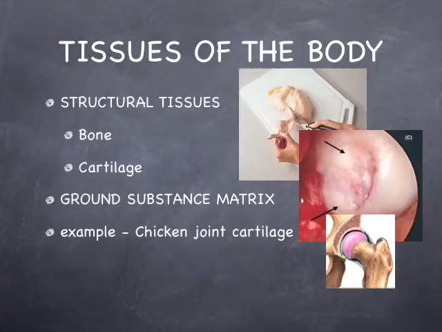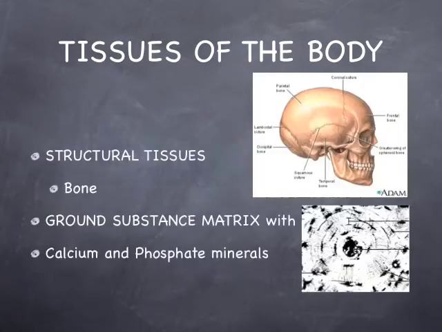Now, what makes cartilage and bone different is what is added to the concrete. What is added to it. Okay? In bone, what happens is that the ground substance, this sort of plasticky material, gets minerals added to it. Calcium and phosphorus.